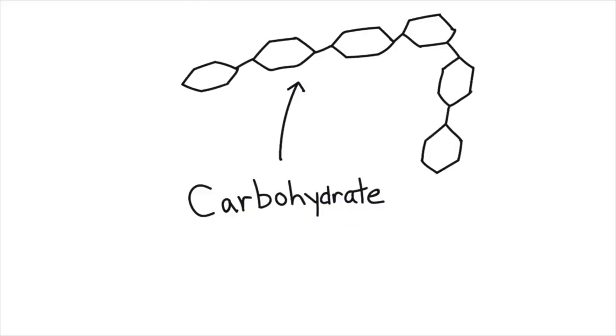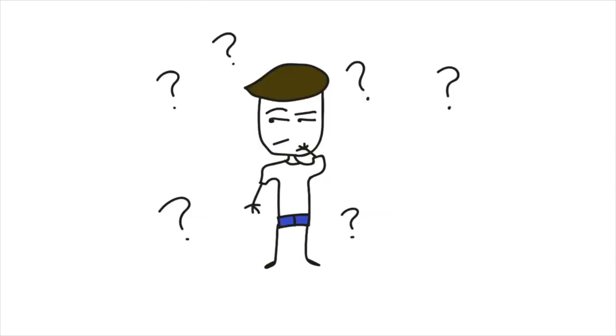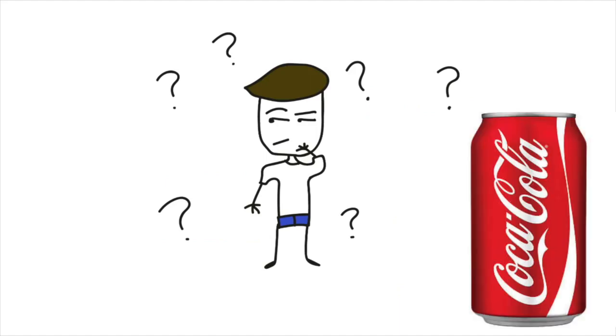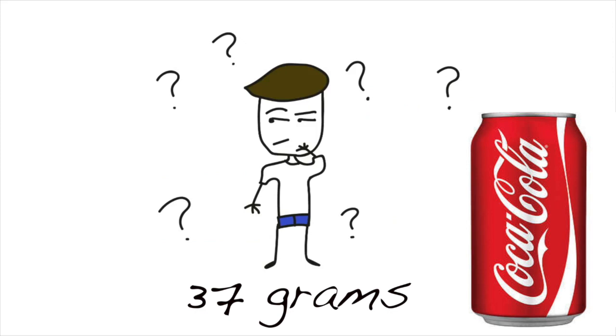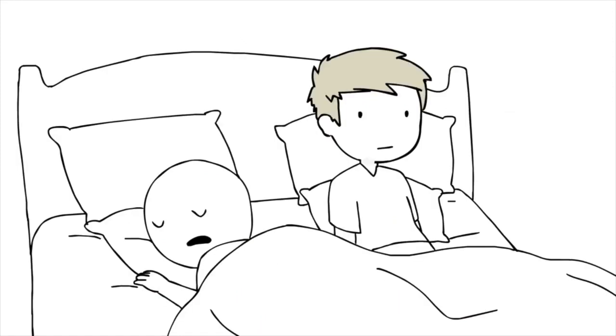Every gram of carbohydrate contains 4 calories. Now that doesn't really seem like a lot unless you stop to consider the number of carbs in some products. For example, one 12-ounce can of sweetened Coke has 37 grams of added sugar and 115 total calories.